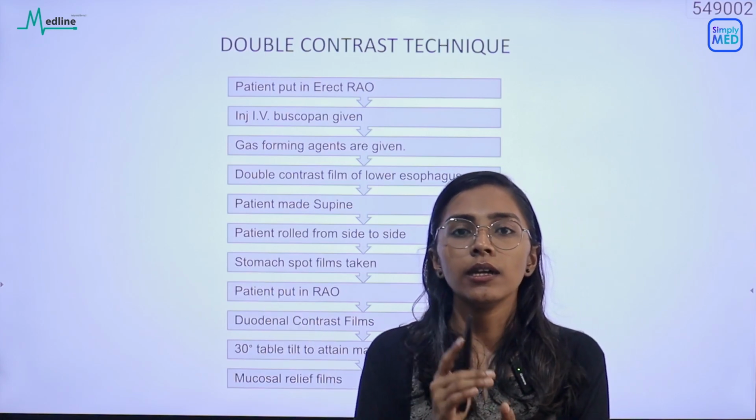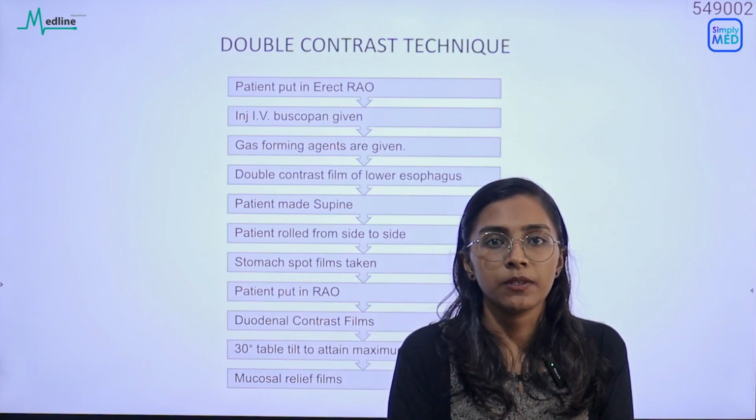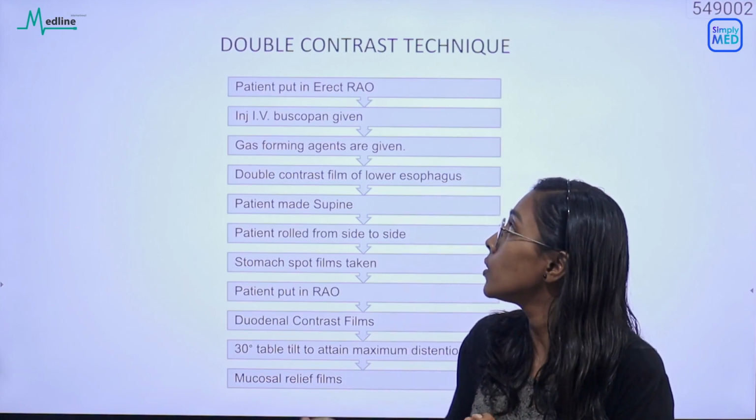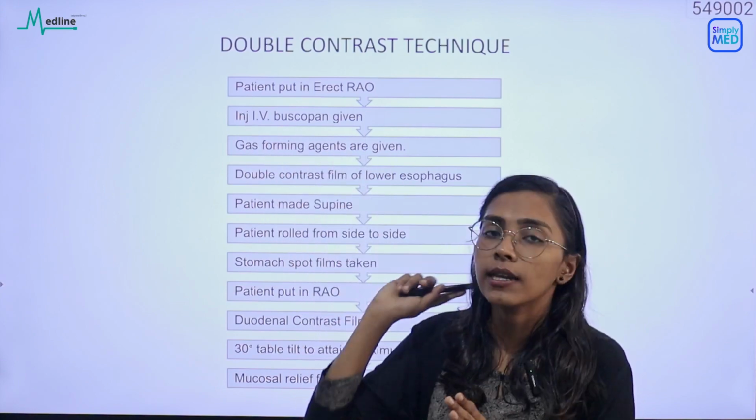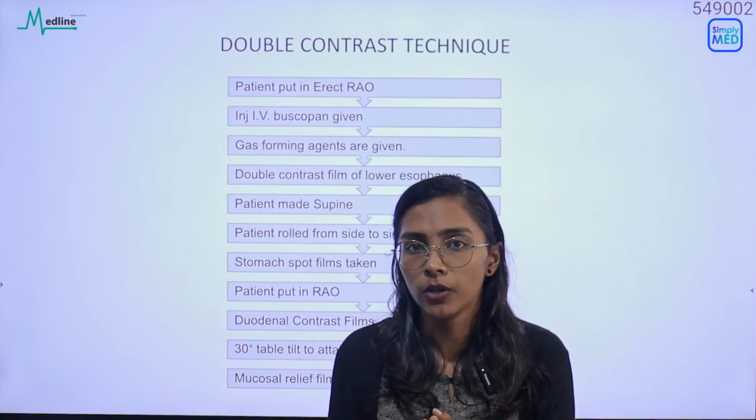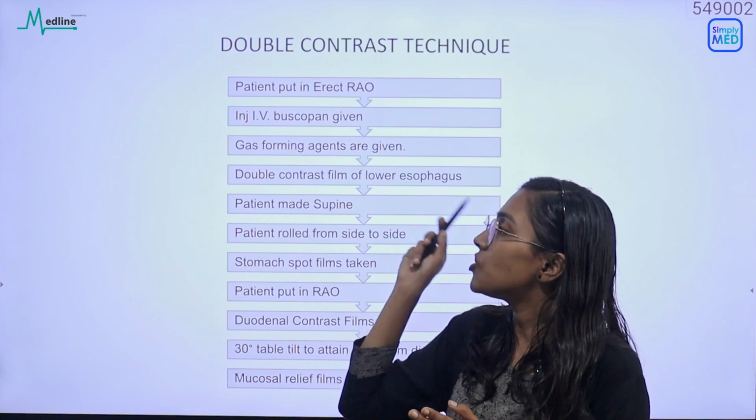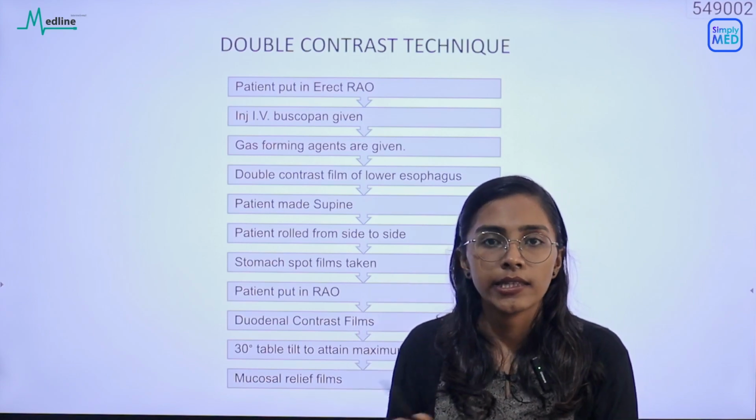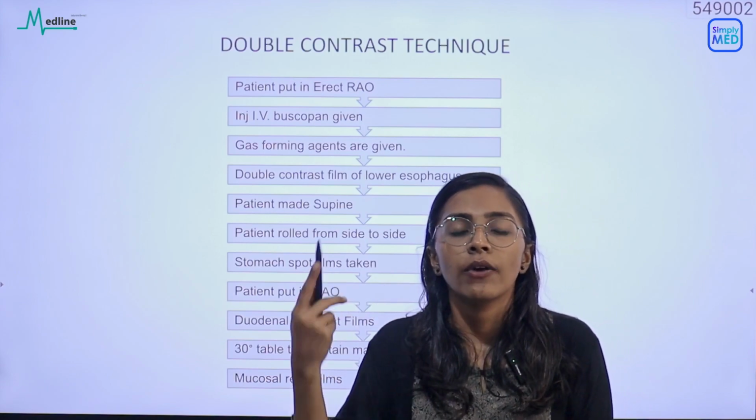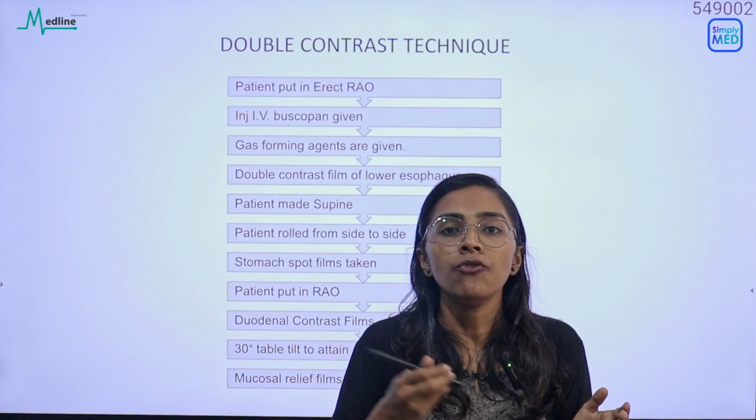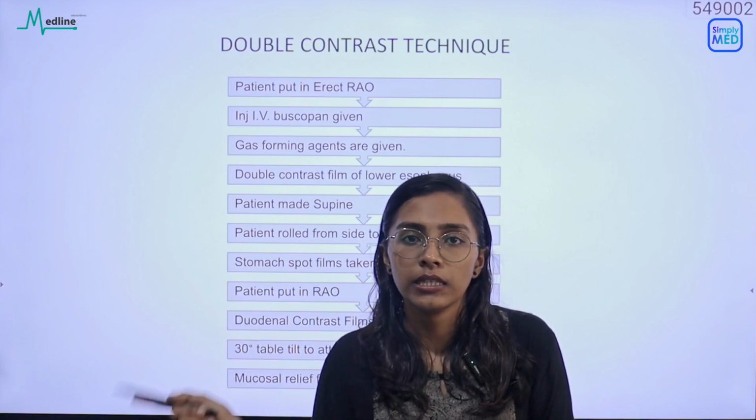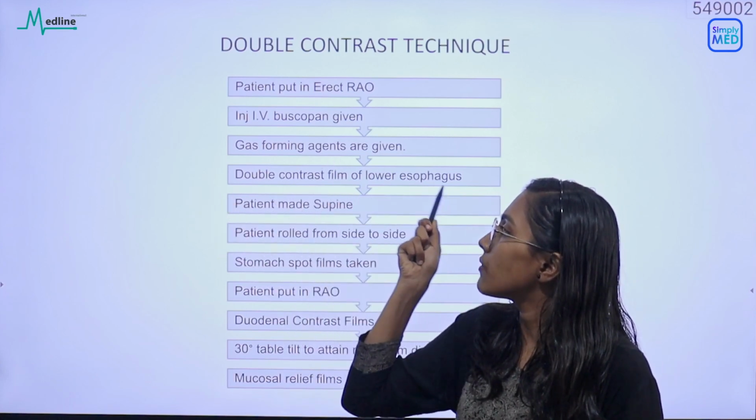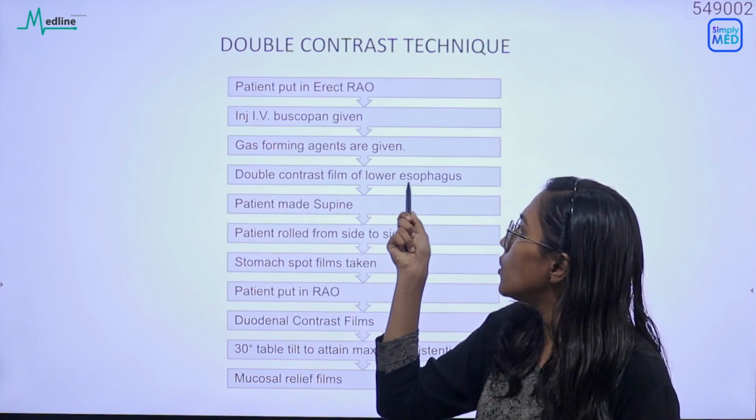Now let's come to the different steps of a double contrast study. First, what do we have to do? We put the patient in an erect right anterior oblique position. Then we inject Buscopan intravenously, and then gas forming agents are given. Remember that while doing a double contrast study, what we give first is the gas forming agents, the effervescents, then we give the barium.